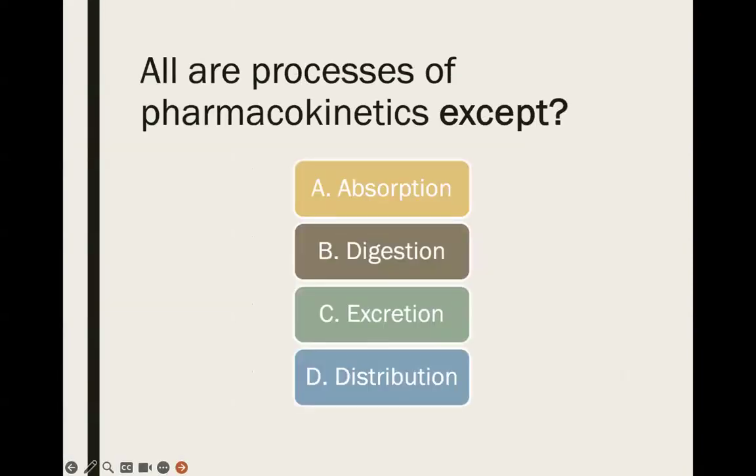So all are processes of pharmacokinetics that we just went over, except: A, absorption, B, digestion, C, excretion, and D, distribution. Which one of those is not a part of the pharmacokinetic process? You can answer in the chat.